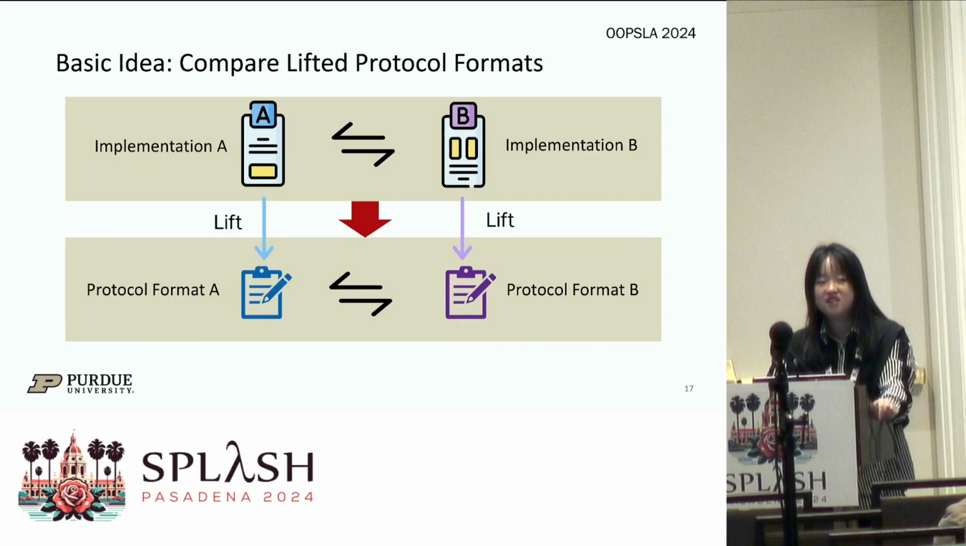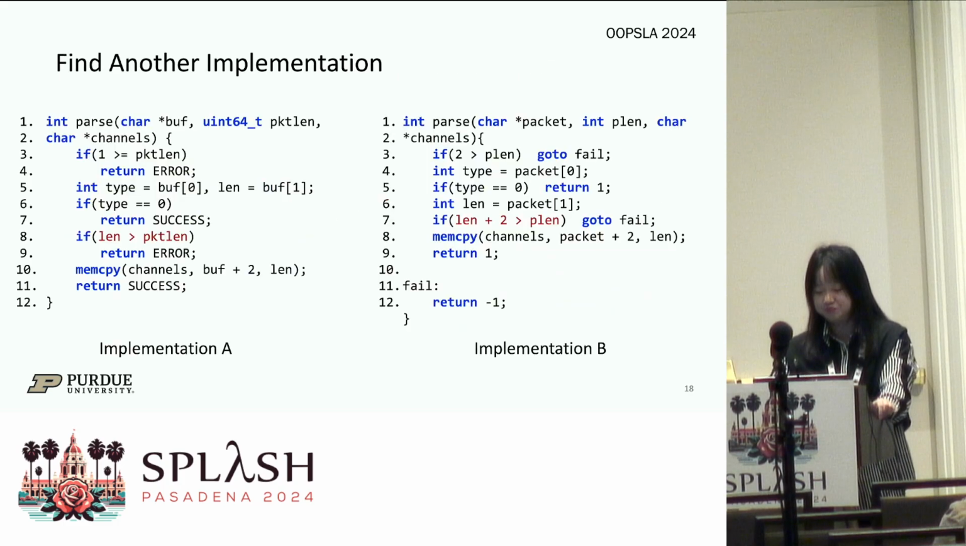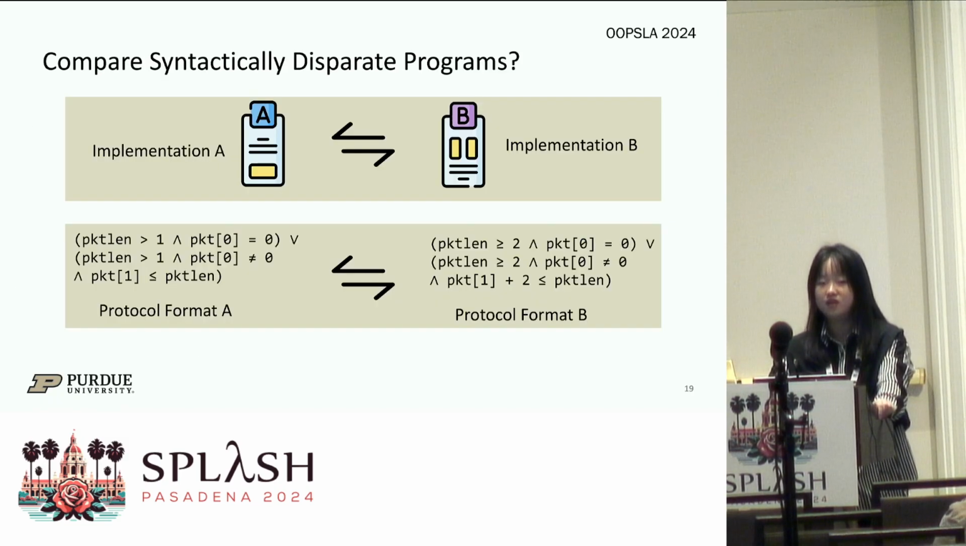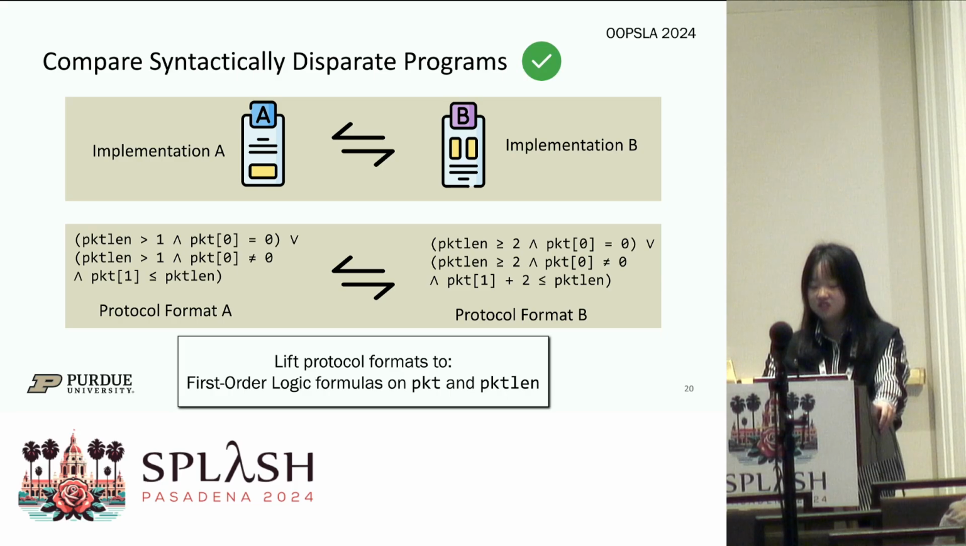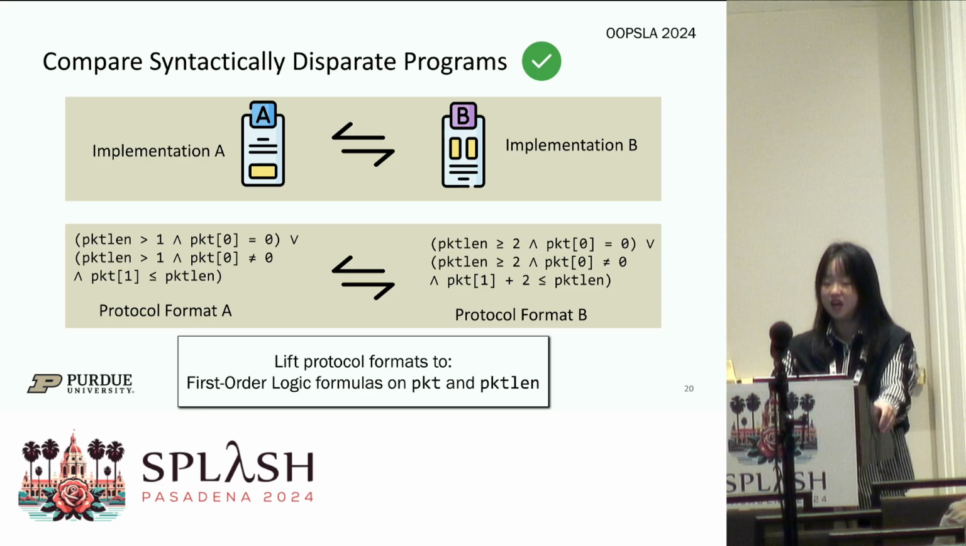So here is the basic idea of ParDiff. We extract protocol formats from different implementations and compare these formats to find any inconsistencies. To discover the bug we described earlier, we get another implementation. And then we extract the format from both implementations. Since we represent the protocol formats in first-order logic formulas on packet and packet length, we can compare syntactically disparate programs by simply comparing these two formulas.